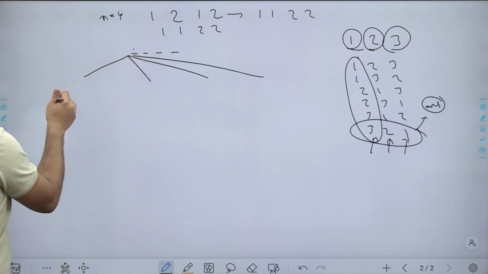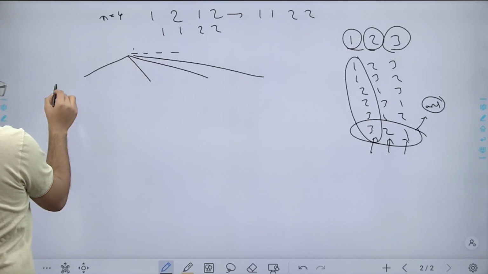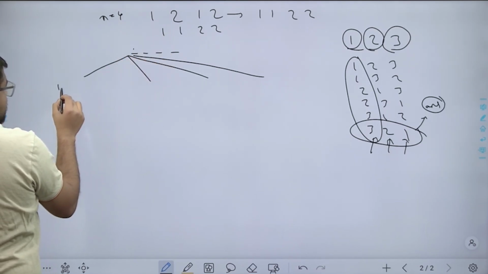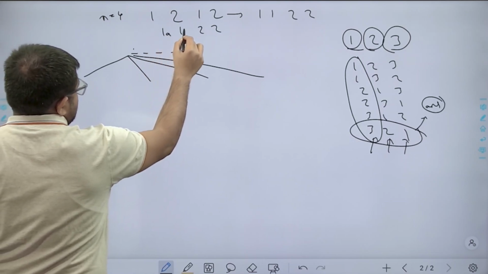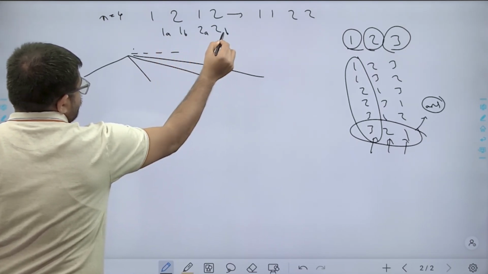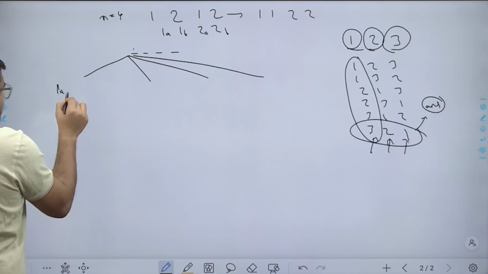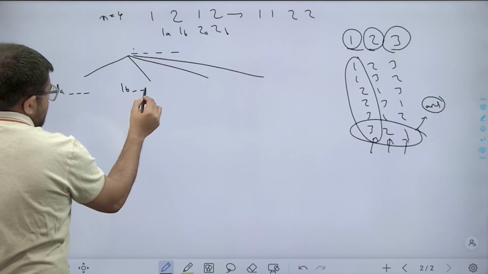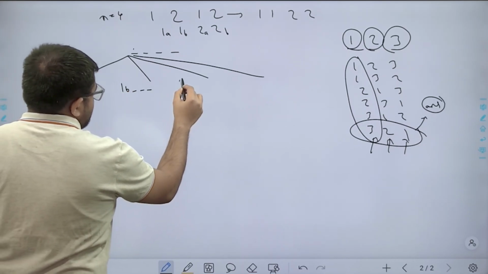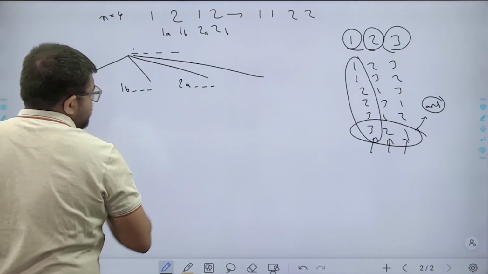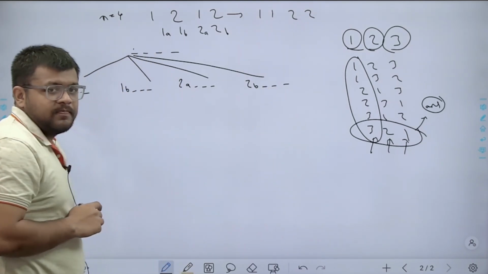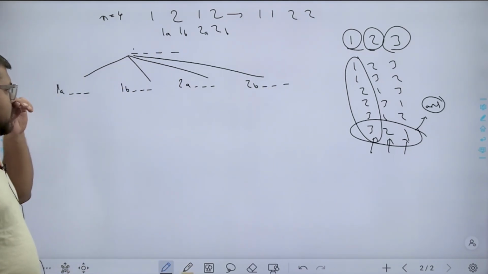So here, first of all, let us say I decided to use this one at the first position, or let me write it like this: 1A, 1B, 2A, 2B. Here I have used 1A and I have 3 positions empty. Here I have used 1B and I have 3 positions empty. Here I have used 2A and I have 3 positions empty, and I have used 2B and I have 3 positions empty. Now listen to me here carefully.